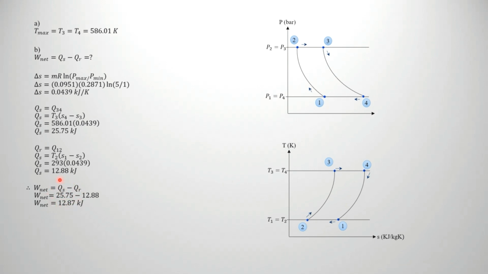Then you can take the network out as equal to heat supply minus heat rejected. Based on the Ericsson cycle, they take here as heat supply and there as heat rejected. Then the network, then the thermal efficiency.